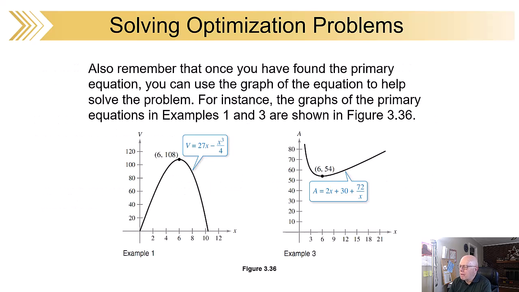Here's a picture of what these look like. Here's a picture of what the volume equation looks like. We had originally, the first one, remember that? We're trying to maximize the volume, and there it was, 6108. And the second application we had, we were trying to find the minimum paper that we needed, and there's our minimum value right there.